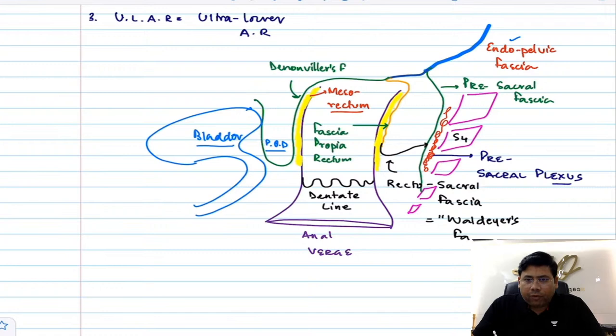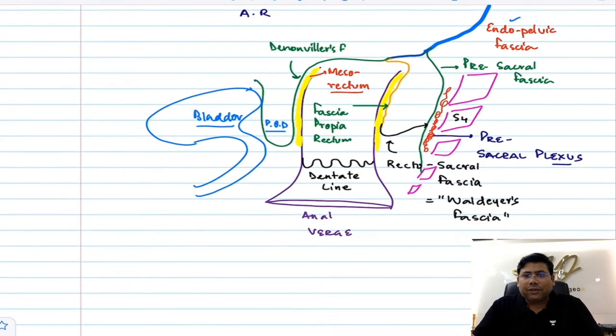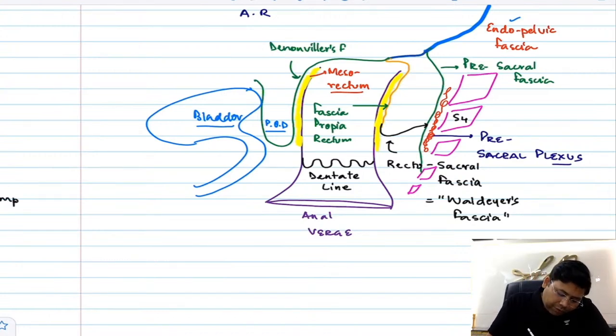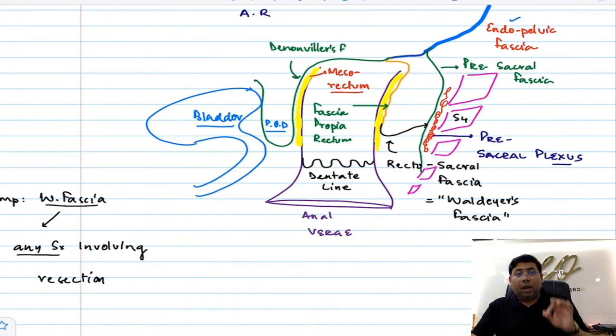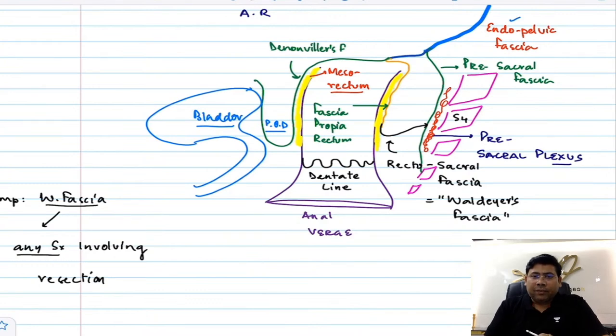All these fascias are very, very, very important, because if you don't understand this Waldeyer's fascia, you will not be able to understand anything. What is the importance of Waldeyer's fascia? Remember, any surgery involving resection of the rectum above the Waldeyer's fascia. Okay, any surgery involving the resection of rectum above the Waldeyer's fascia. Yes, that is what is known as anterior resection.